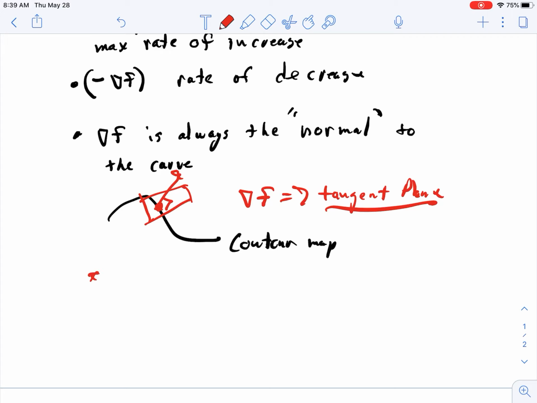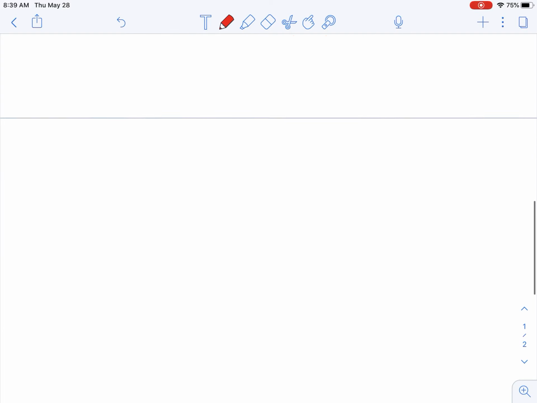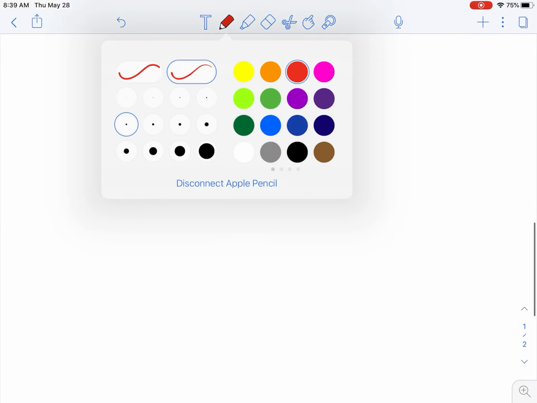Okay? And then the other key thing is realize that when you are doing du, that implies the keyword directional derivative. But it is a unit vector. Okay. All right, so let's go through and change up the scenario just a little bit here.